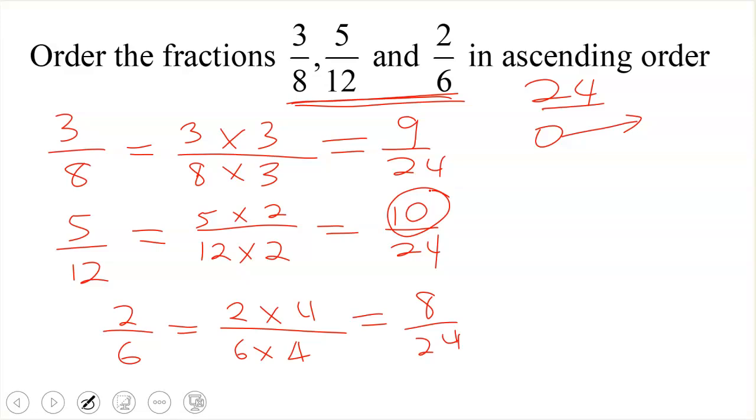So if you are doing ascending, then the least, which is this one, should be first. So 2 sixths, followed by 3 eighths, followed by 5 twelfths. So in order of ascending, this is how you will arrange these fractions. Beautiful.